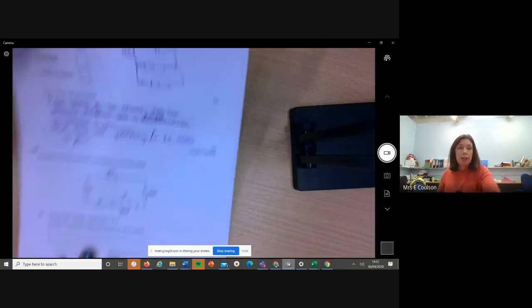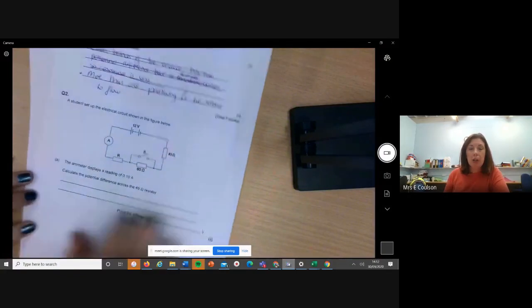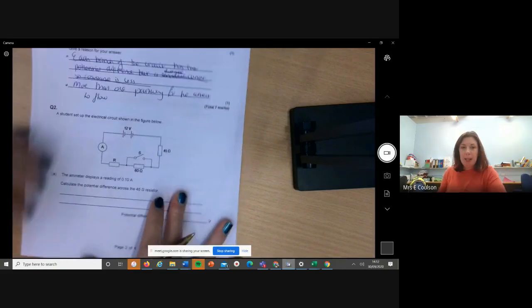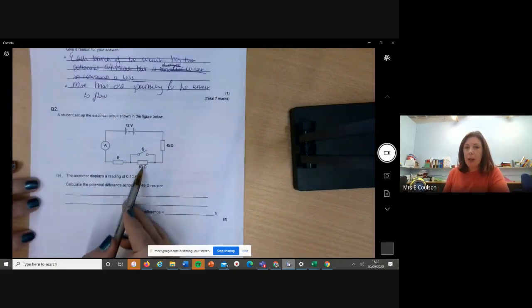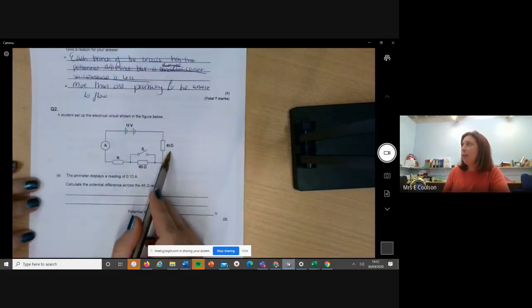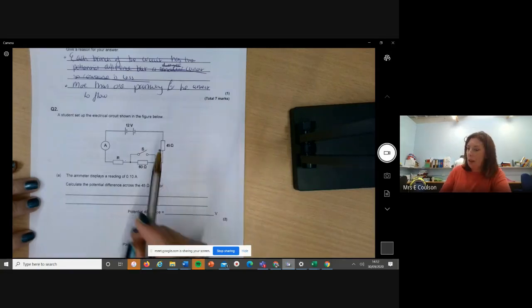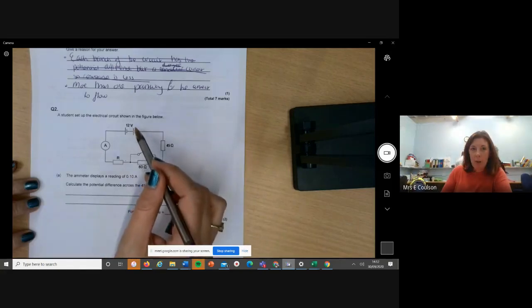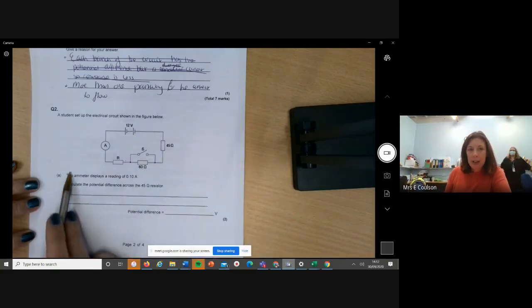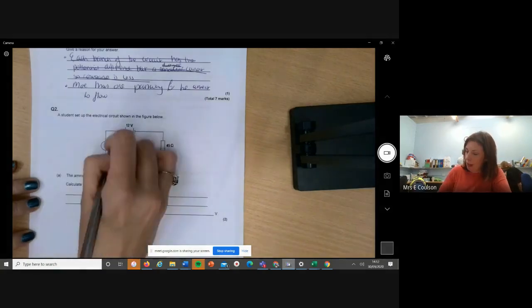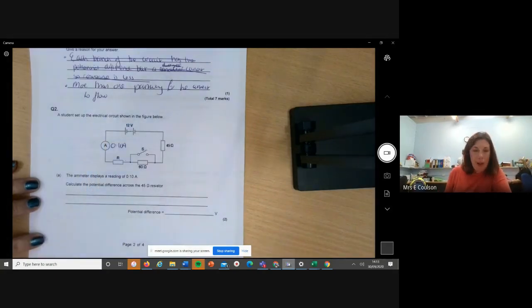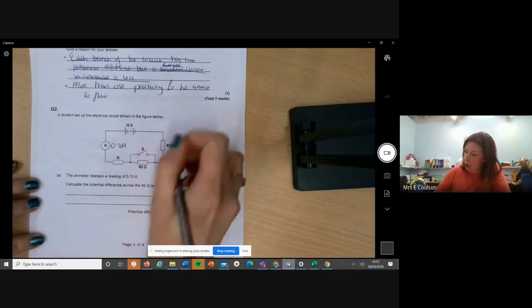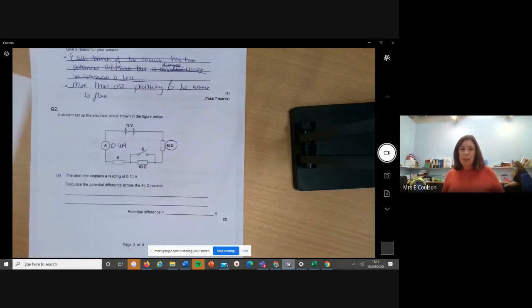Now, part 2 says a student set up the electrical circuit shown in the figure below. So you've got 12 volts, an ammeter, a resistor, a 60 ohm resistor, and a 45 ohm resistor. So in this circuit, you've got these 3 resistors that are sharing the 12 volt power supply. And it says here that the ammeter displays a reading of 0.10 amps. And what we'd like to do here is calculate the potential difference across this 45 ohm resistor.